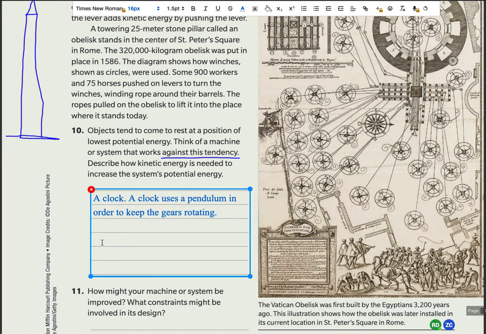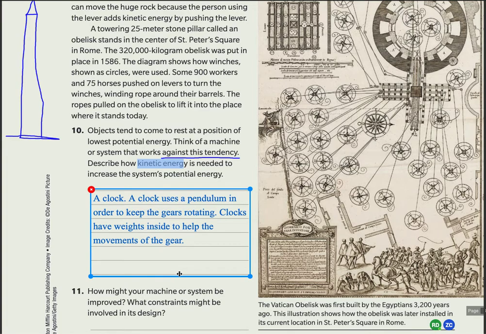And one of the things that helps keep it going is that as it goes back and forth, it's losing some energy, but clocks have weights inside to help the movement of the gears. That would be something that helps it kinetically, because the weights have potential energy to pull down, but also kinetic energy is needed to bring the pendulum back up.